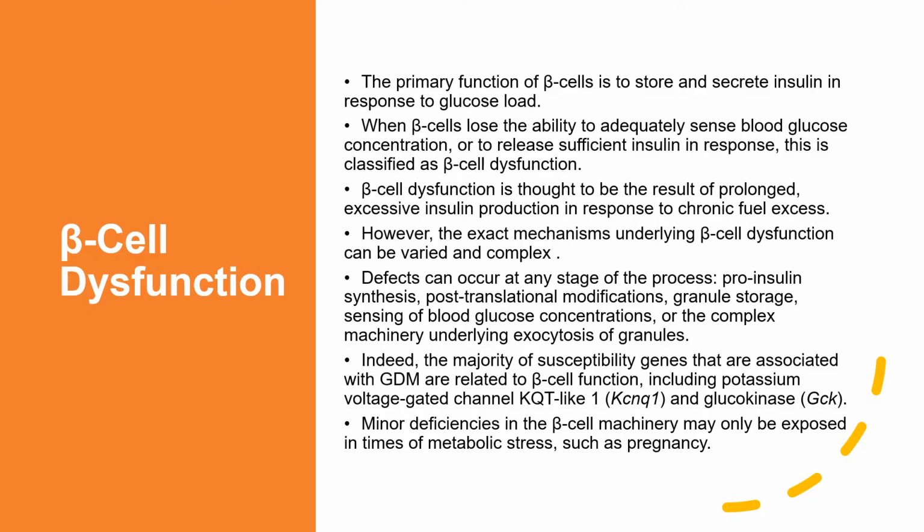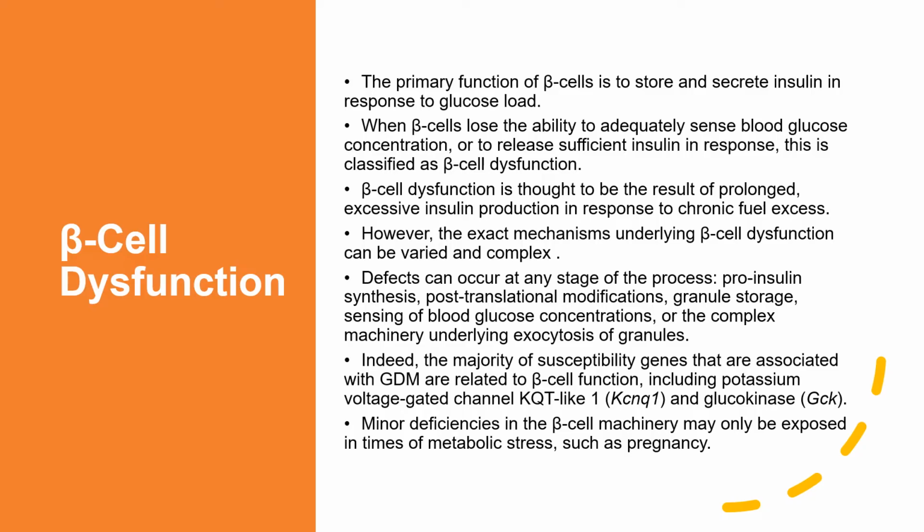Beta cell dysfunction is thought to be the result of prolonged excessive insulin production in response to chronic fuel excess. However, the exact mechanisms underlying beta cell dysfunction can be varied and complex. Defects can occur at any stage of the process: pro-insulin synthesis, post-translational modifications, granule storage, sensing of blood glucose concentrations, or the complex machinery underlying exocytosis of granules.